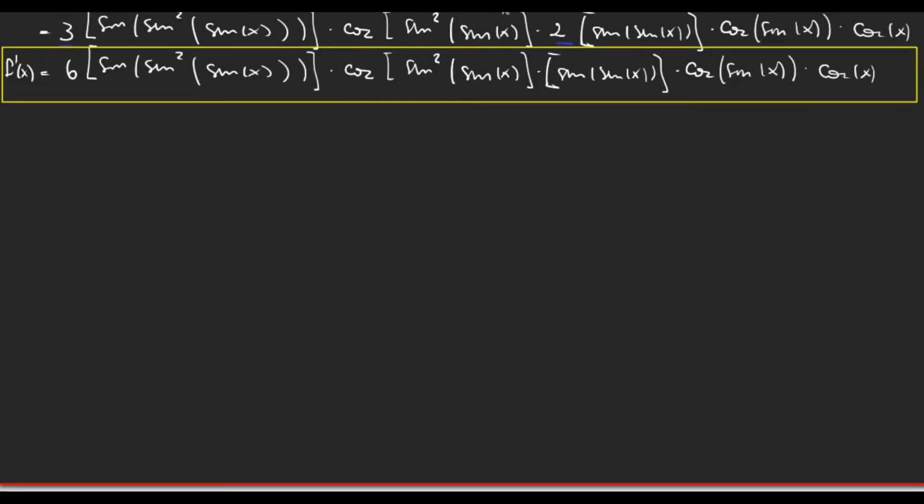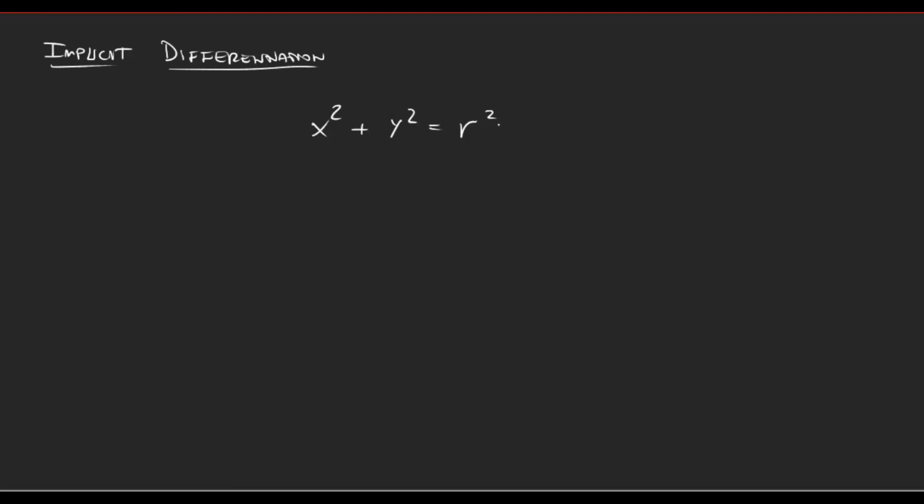Okay, so now we're going to move on to implicit differentiation. And we're going to learn this with an example. Let's say we have x squared plus y squared equals r squared. From previous videos, you know that this is the equation of a circle with a radius of r.